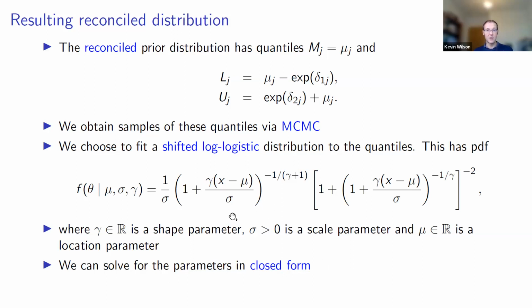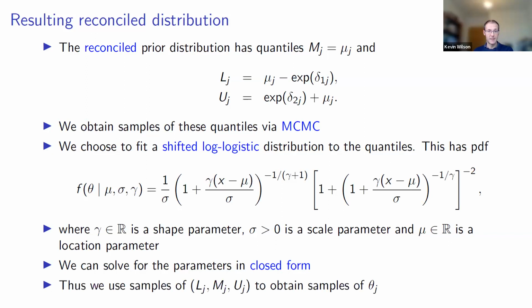So this has a nice closed form quantile function that allows us to then write down the equations of each of the parameters in terms of the quantiles in closed form. So this is a nice sort of starter for 10 in terms of a distribution to fit. So in that case, what we can do is we can use samples of L, M, and U to obtain samples of theta j, just using this shifted log logistic distribution form.